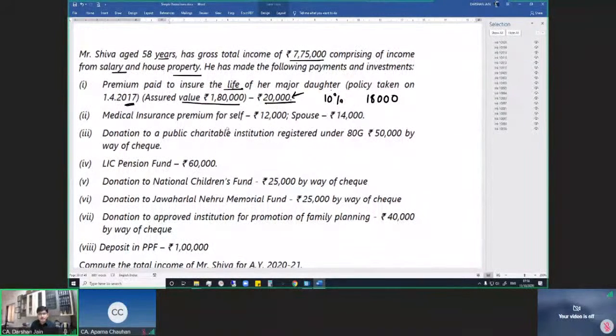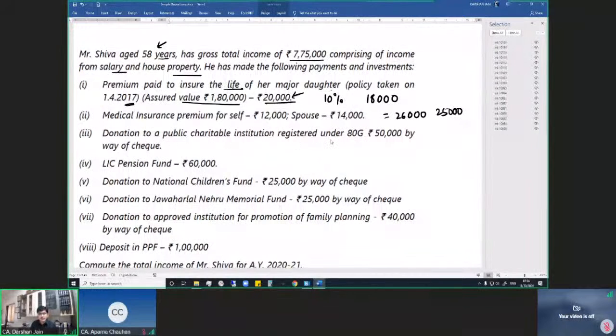Medical insurance premium for self 12,000, spouse 14,000. So the total premium paid by him is 26,000. He is aged 58, not a senior citizen, and therefore you'll have to restrict this to 25,000 under section 80D.